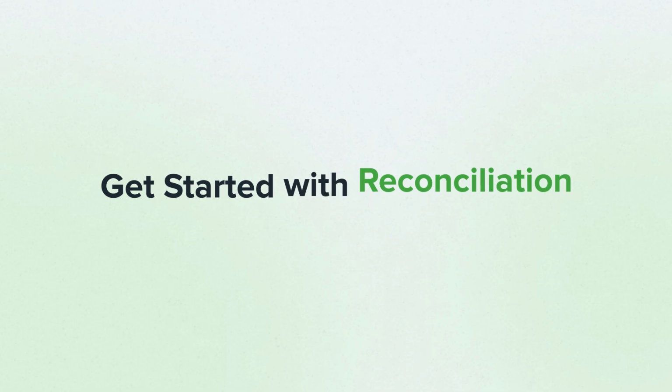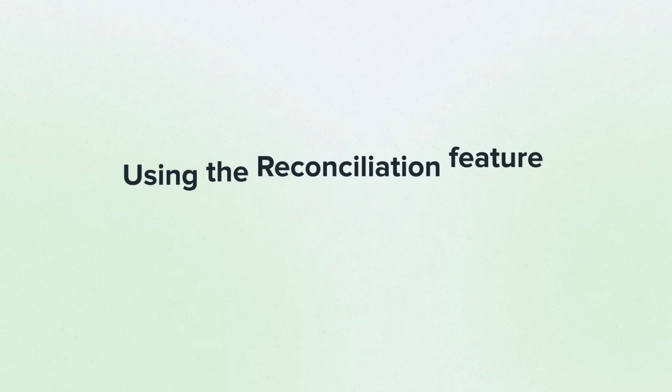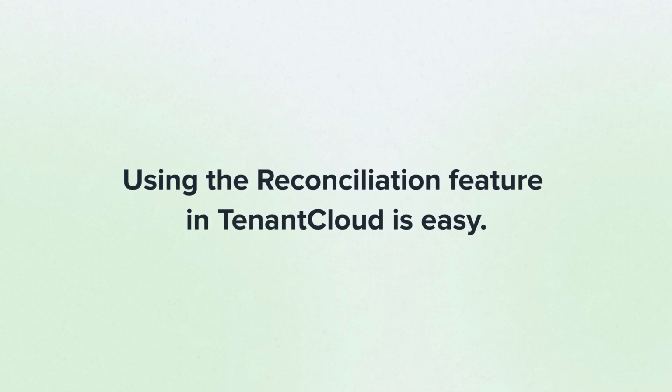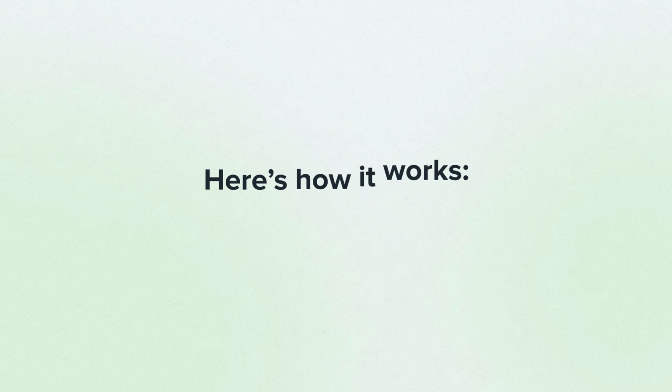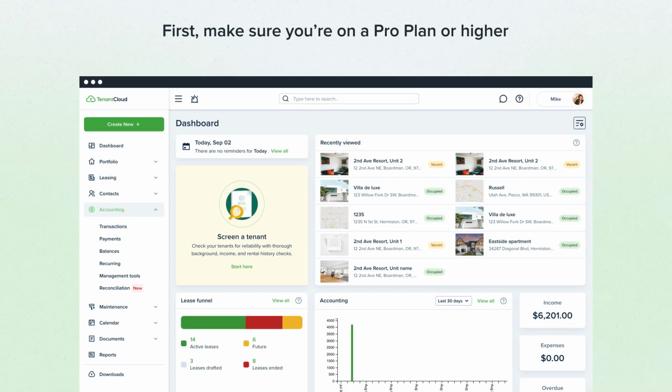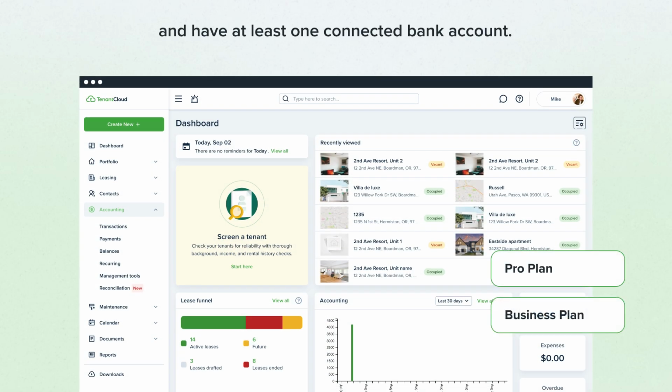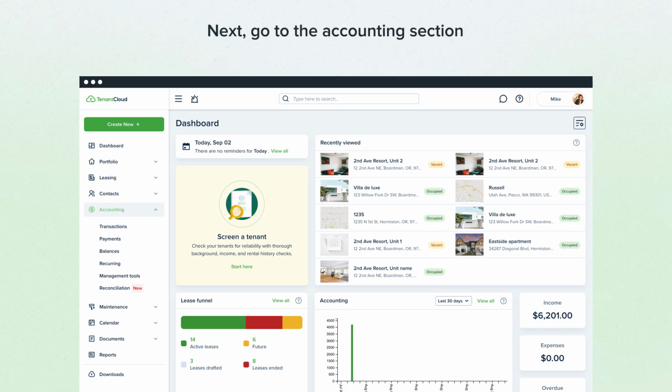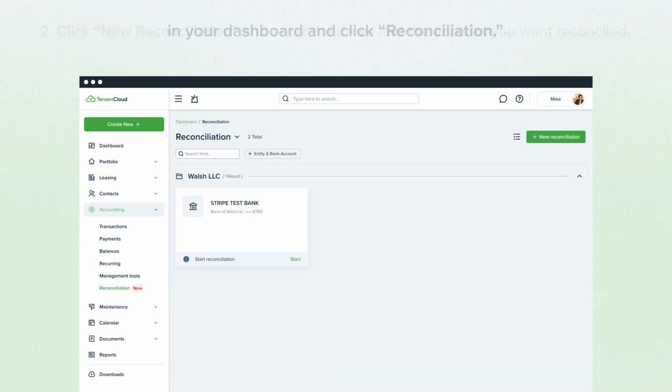Get started with reconciliation. Using the reconciliation feature in TenantCloud is easy. Here's how it works. 1. First, make sure you're on a pro plan or higher and have at least one connected bank account. Next, go to the accounting section in your dashboard and click Reconciliation.